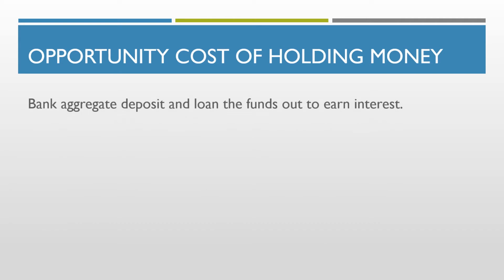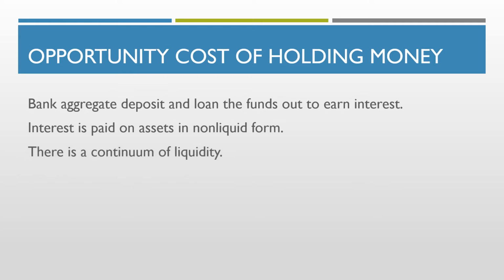So generally speaking, banks aggregate all these deposits and loan the funds out to earn interest. The interest is paid on the assets in non-liquid forms, and there is a continuum of liquidity. So the interest rate is higher for less liquid funding. In this case, we are basically explaining how the interest rate is determined and how it also determines the amount of liquid funding in the economy. The interest rate is not a fixed number that we see in our economy, as you can imagine. You will see different interest rates in the economy.